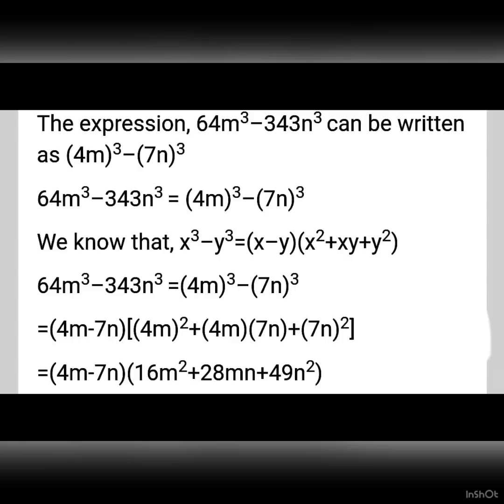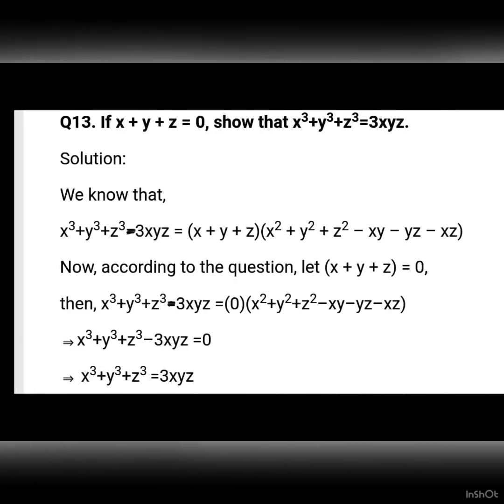X cube minus y cube is equals to x minus y into x square plus xy plus y square. So it is equals to 4m minus 7n into 4m square plus 4m into 7n plus 7n square. So it is equals to 4m minus 7n into 16m square plus 28mn plus 49n square.